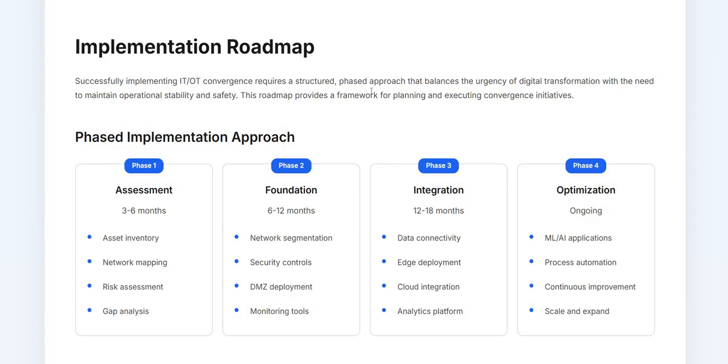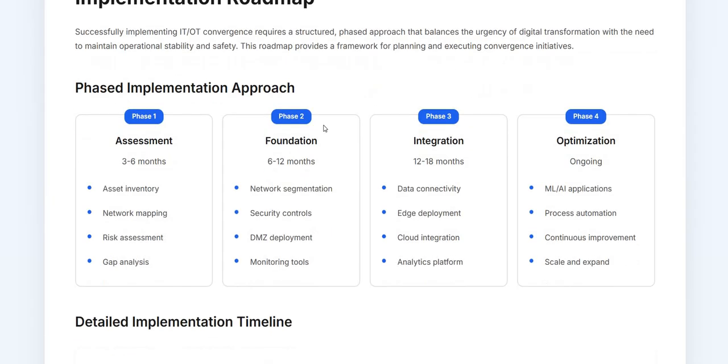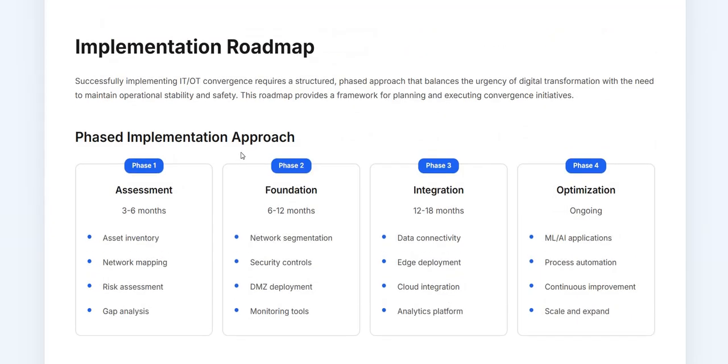Okay, so how does a team move from awareness to execution? And that's where the roadmap comes in. So this is a staged approach designed to reduce risk while building capability. The first stage focuses on understanding. Inventory, network mapping, risk analysis, and gap identification all happen here. This stage usually takes months, and that's normal. Rushing this step creates blind spots later.